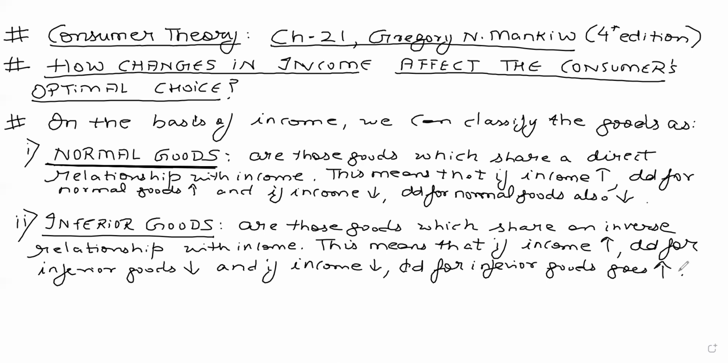To conclude, normal goods share a direct relationship with income, and inferior goods share an inverse relationship with income. Examples of inferior goods will be all the low quality items. For example, basmati rice would be a normal good, while some low grade rice would be an inferior good. A smartphone like an iPhone would be a normal good, while a mobile phone which is not a smartphone and does not have all the apps would be an inferior good.